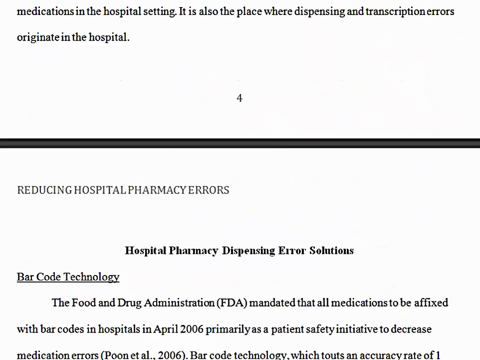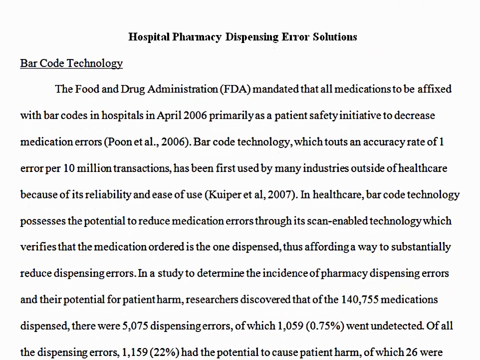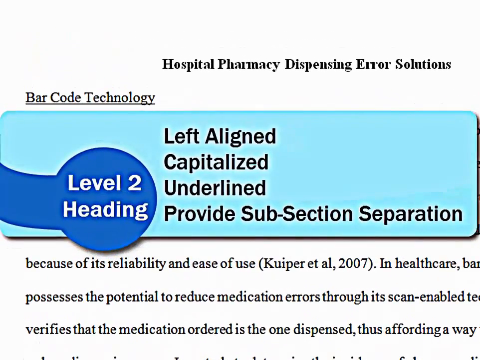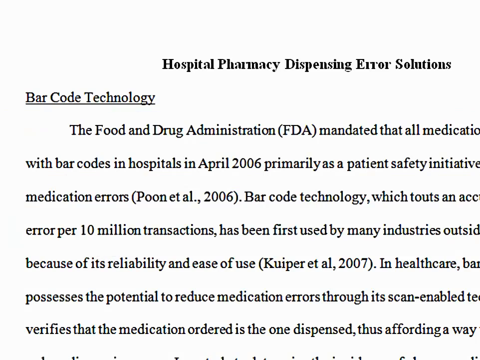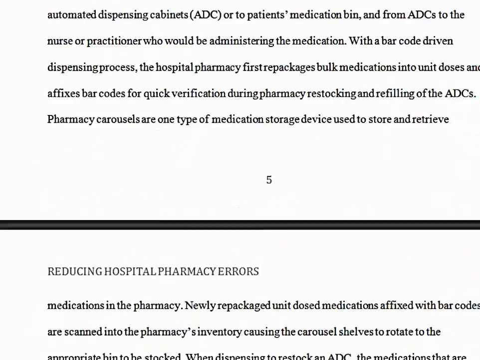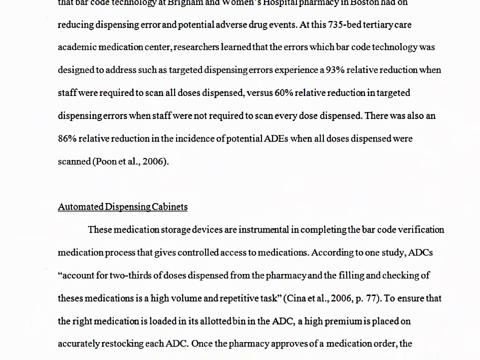Let's go on down. On the next page, you begin to see how Chris uses not only Level 1 headings, hospital pharmacy dispensing error solutions, but now begins to add Level 2 headings, which are left justified, capitalized, and underlined, but not boldface. So that means throughout the paper, whenever you see a Level 2 heading, it's going to look just like that. The formatting of these headings must be consistent throughout the paper.